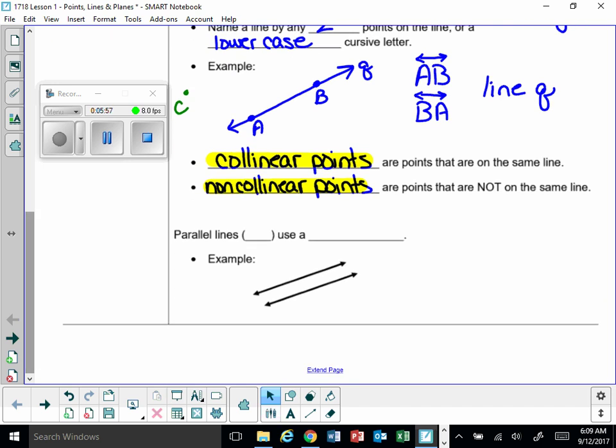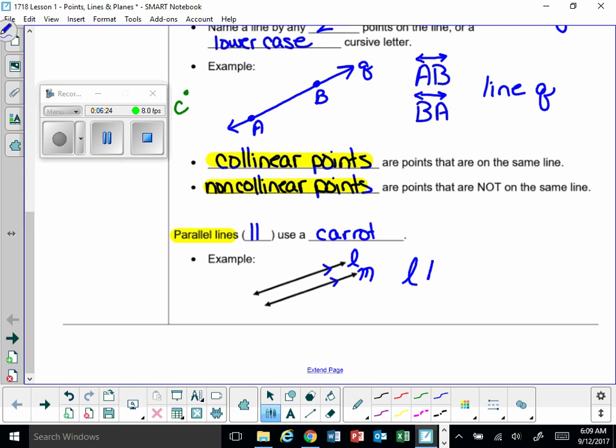Let's talk briefly about parallel lines. Parallel lines use a symbol of the two little lowercase l's. Okay, and on a diagram, we would use a caret on the parallel lines. That caret needs to be going the same direction. So if I named this line L and this one line M, I could say line L is parallel to line M.